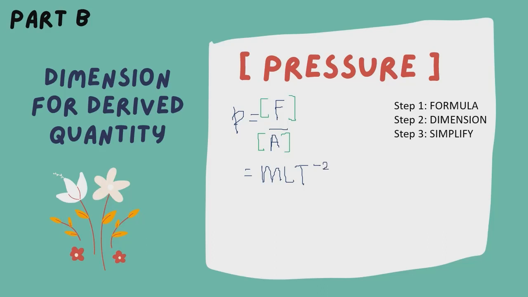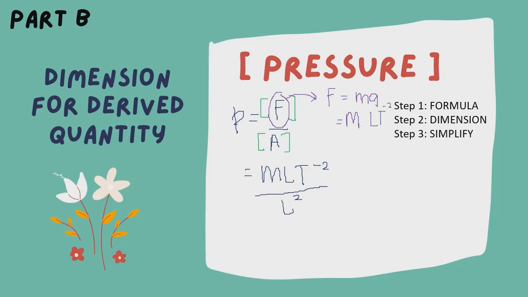Okay, I know force is MLT negative 2. And then I know area is length squared. Okay, what if you don't know the dimension for force? So you do dimension for force first. So force is equals to what? MA. So M is mass, A is LT negative 2.